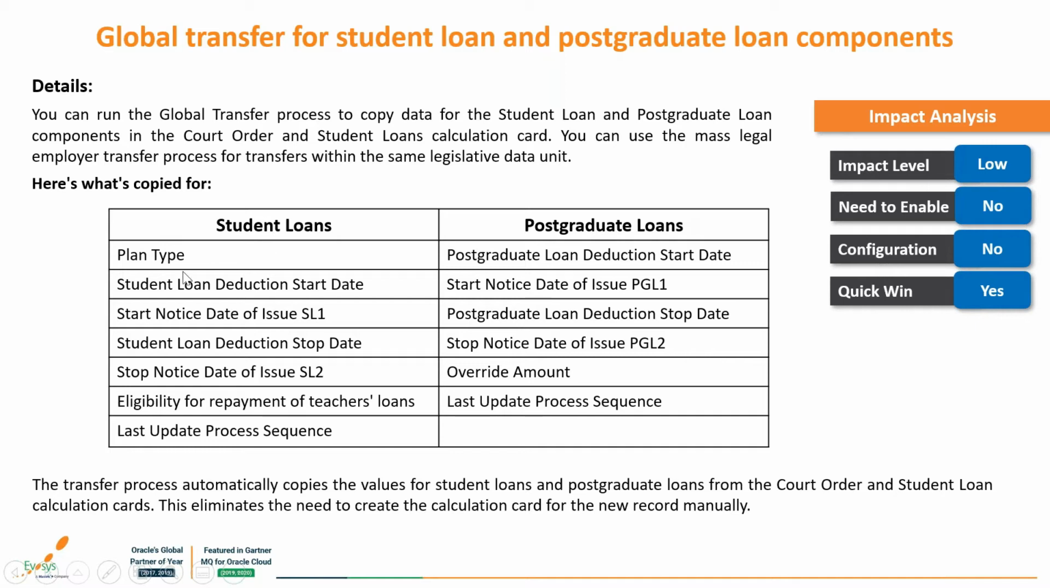The details that will get copied over are mentioned on the table here. So for student loan, we have the plan type, student loan deduction start date, start notice date of issue, and student loan deduction stop date. These are some of the details that will get copied over. This feature would particularly be of great help if there is a mass global transfer action happening at your organization. This enhancement will ideally reduce the manual overhead by a lot in that case.